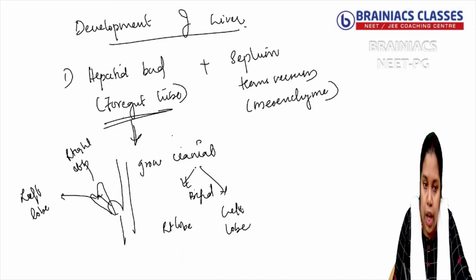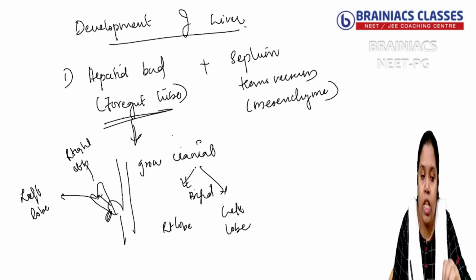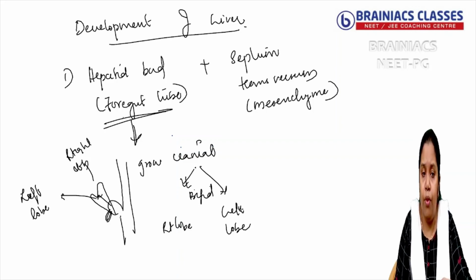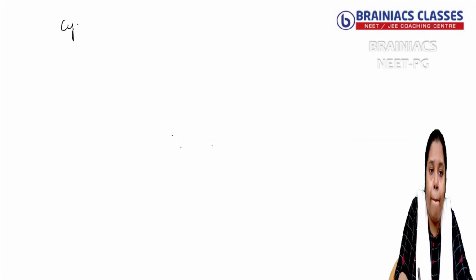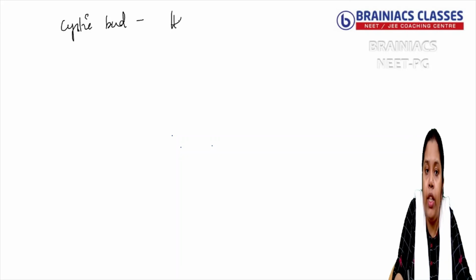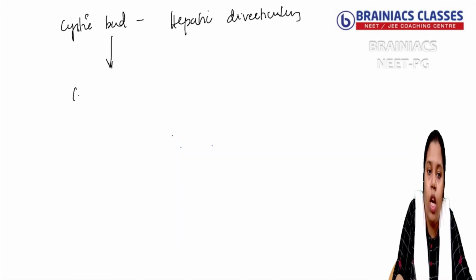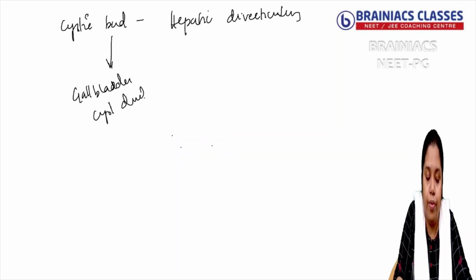Now a small bud will arise from this hepatic diverticulum, and that we call the cystic bud. So the cystic bud will arise from the hepatic diverticulum. This cystic bud will give rise to the gallbladder and the cystic duct.